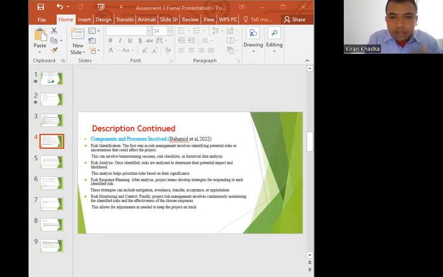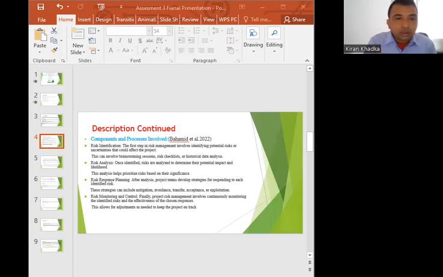Risk response planning. For each identified risk, strategies are developed to manage and mitigate them. These strategies can include avoidance, preventing the risks; mitigation, or reducing the impact; transfer, or shifting risks to others; or acceptance, or acknowledging and dealing with the risks.